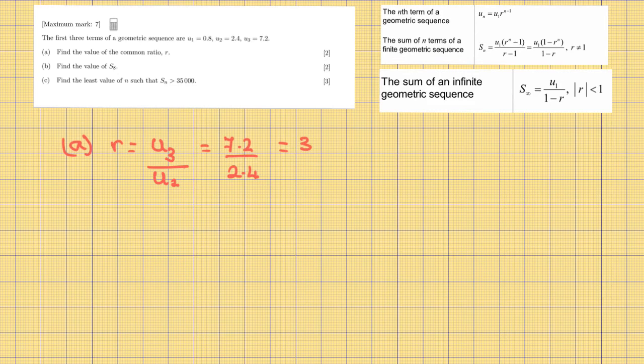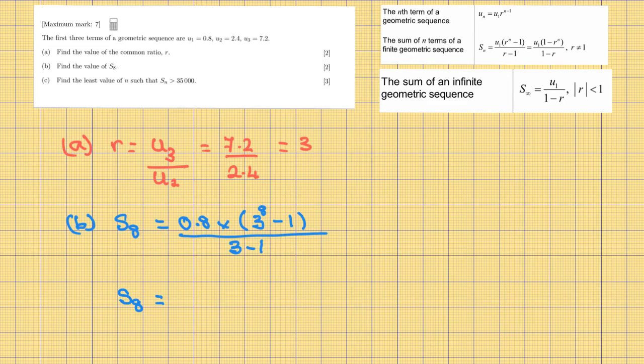B. Find the value of S8. So to find S8, S8 is equal to u1, which is 0.8, times r to the n, which is 3 to the 8, minus 1, divided by r minus 1, r is 3, so 3 minus 1. So S8 is equal to, use your GDC, 2624.